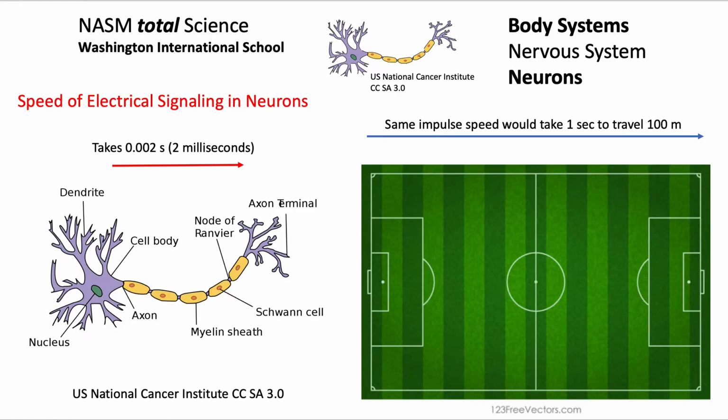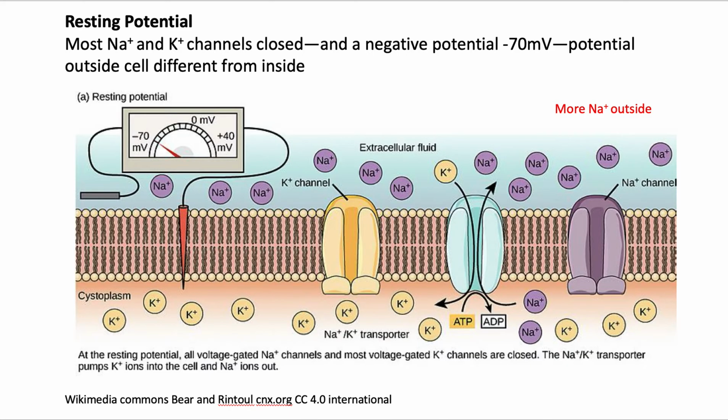The impulses are very quick, 2 milliseconds across a single nerve cell, and to travel 100 meters, it would be barely 1 second. And so we have the resting potential. And here we're seeing that the potassium channels and the sodium channels are closed, and the sodium pump is maintaining more sodium outside than inside.